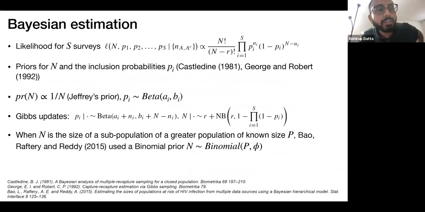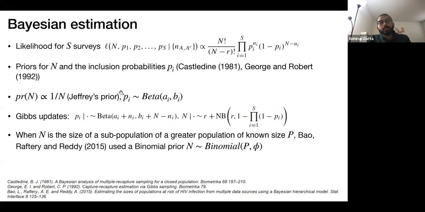The advantage of the likelihood-based method is also that we can adopt a Bayesian estimation strategy. As I said from the previous slide, this is the likelihood when we have S surveys. In the literature, people have proposed using priors for the unknown population size N and for the unknown inclusion probabilities pi. There's this Castledine paper and this paper by Ed George and Christian Robert in 1992. They've shown that this prior, where the probability of N is proportional to 1 over N, is an improper prior, but this is the Jeffreys prior.